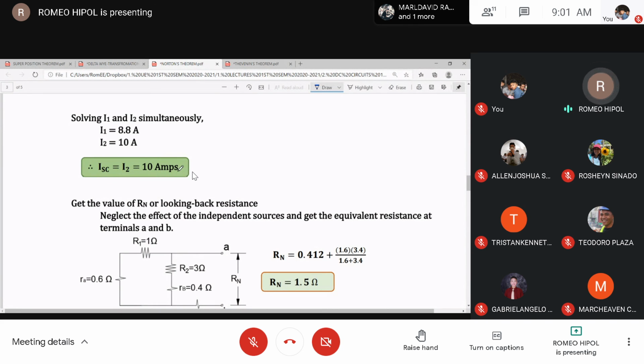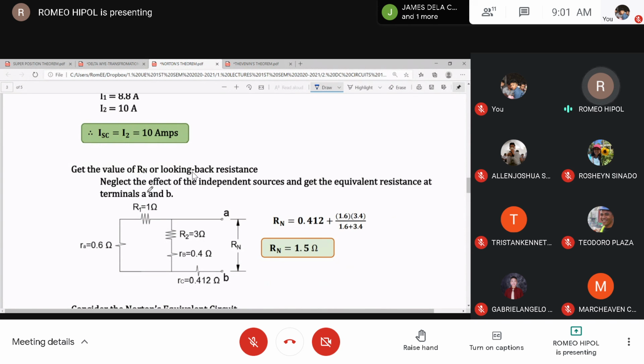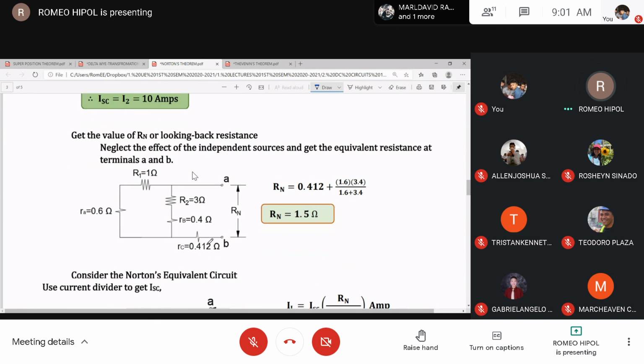So, next, to get the looking back resistance, same procedure. Kunin natin yung equivalent resistance. So, neglecting the effect of the independent sources. And then, at terminal AB, kung saan connected yung load RL, so will be isolated. I-open natin yung circuit para mas madaling mag-compute for Norton's resistance or the looking back resistance. So, we have an equivalent of 1.5 ohm.